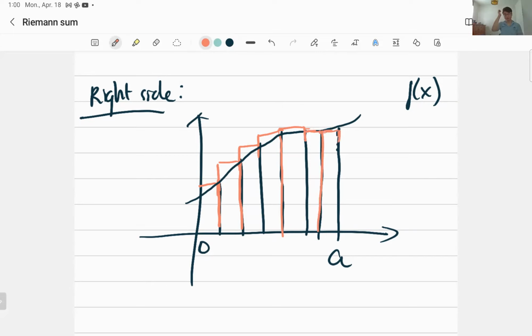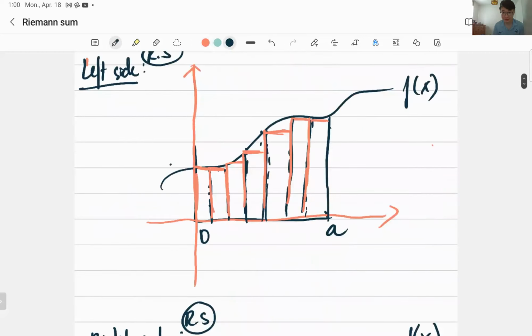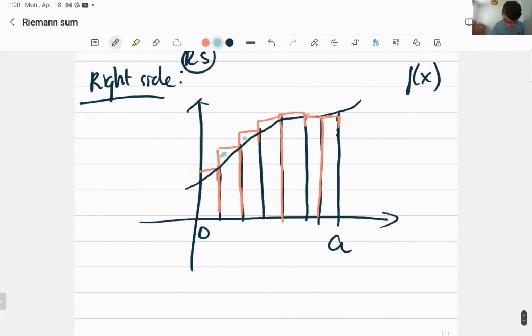All right. So what you will see is that on the right side, the Riemann sums tend to overestimate the area under the curve. So this is the right side of the Riemann sum. And this is the left side of the Riemann sum. You can see that I left out some blank space right here, so these are underestimating the area. These are overestimating the area under the curve.